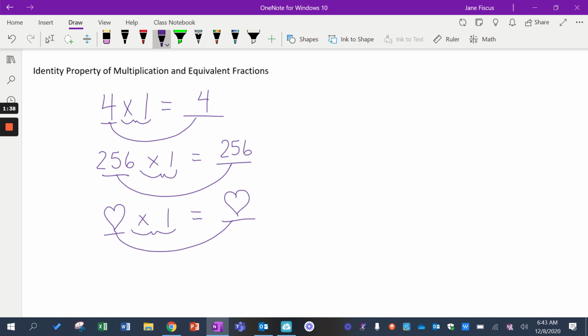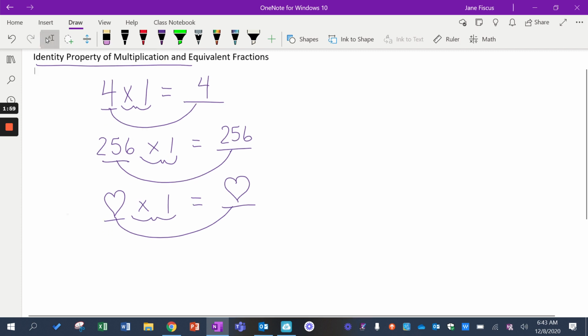Multiplying by 1 is what mathematicians call the identity property of multiplication. And this property, as you already see, says that anything times 1 is that thing. In other words, the identity of a number that we multiply by 1 doesn't change when you multiply by 1.